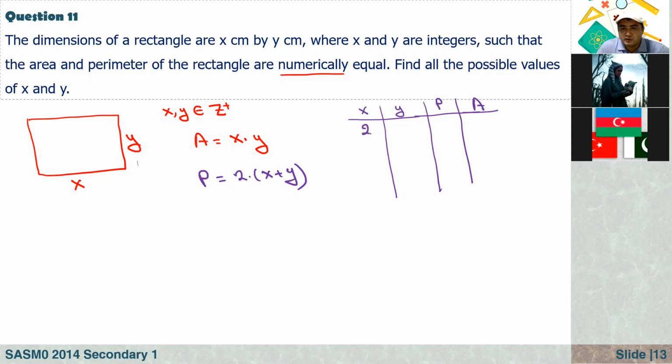How about if x equals 2? The area will be 2 times y. And how about the perimeter? Perimeter is 2 times (2 plus y). Now, since we are claiming that they should be equal, solve this equation. 2y is equal to 4 plus 2y. So 2y is gone, right? Is that correct? 2 times 2 is 4, and here we have 2 times y. So there is no answer, and x cannot be equal to 2 because 0 is not equal to 4.